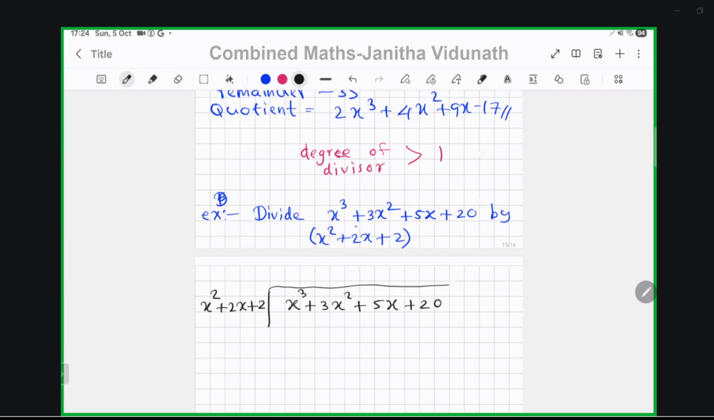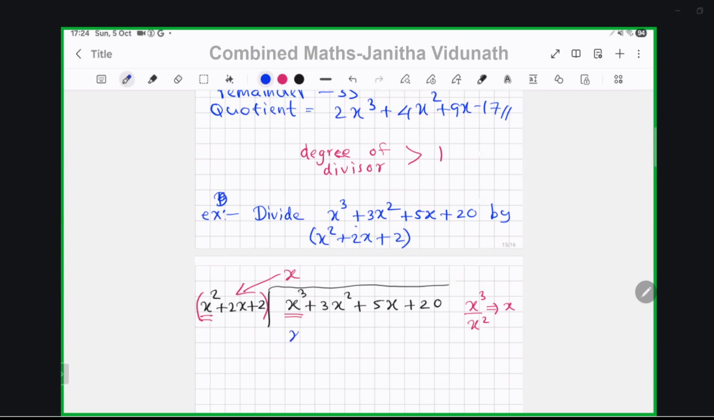The procedures are exactly the same. First, we need to compare the leading term of the dividend with the leading term of the divisor. Then we need to divide those two terms. It will result in x. Then we put that in our first term as the quotient. Then we need to multiply it with the entire divisor.